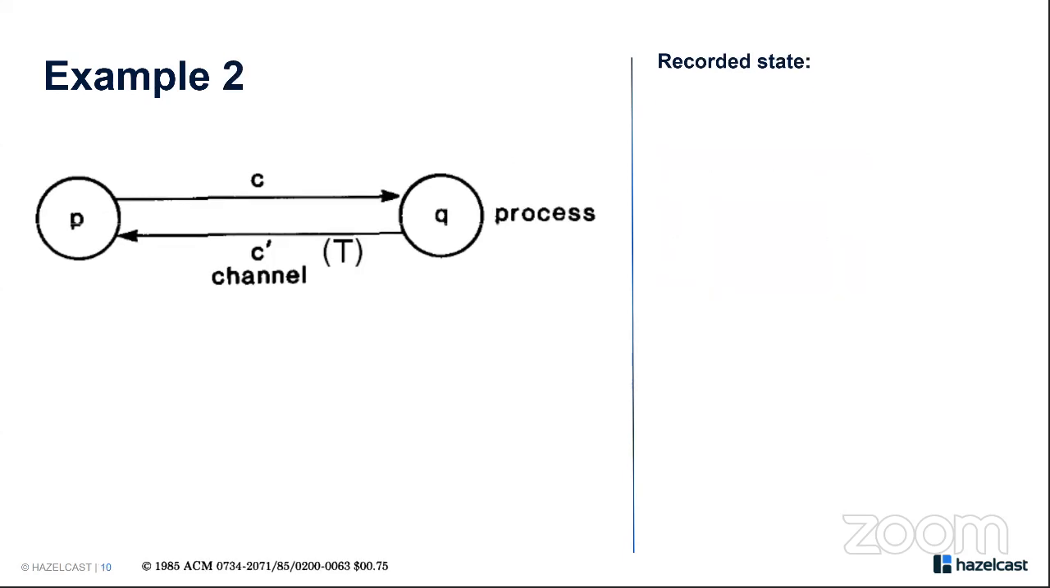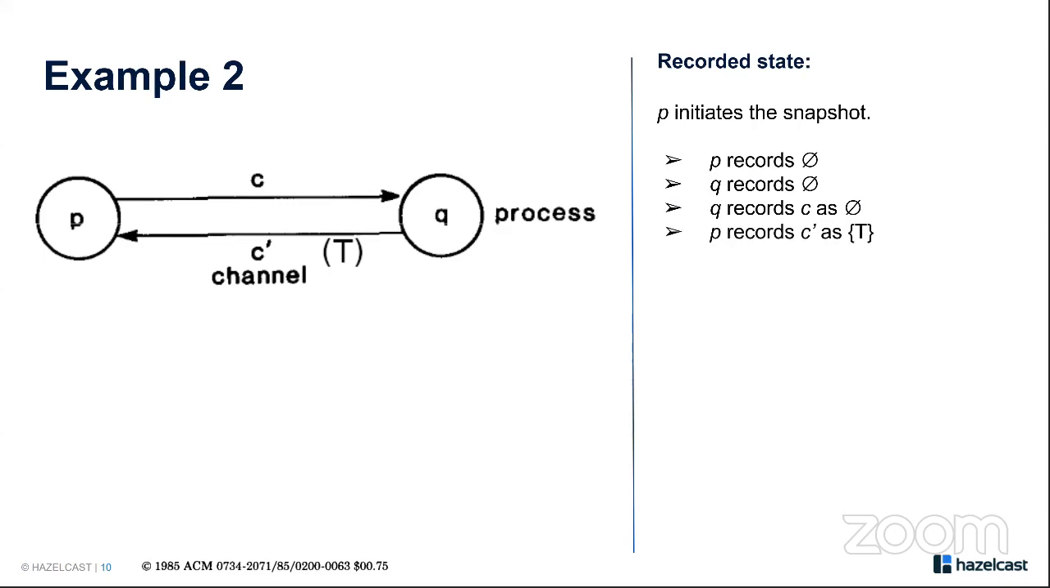Let's have a second example. This time, the T is in channel C dash. Again, process P decides to initiate the snapshot. It records the empty set for itself and sends the marker to Q. Q records the empty set for itself, and records the state of channel C as the empty set again. And now P records C dash as containing the item T.